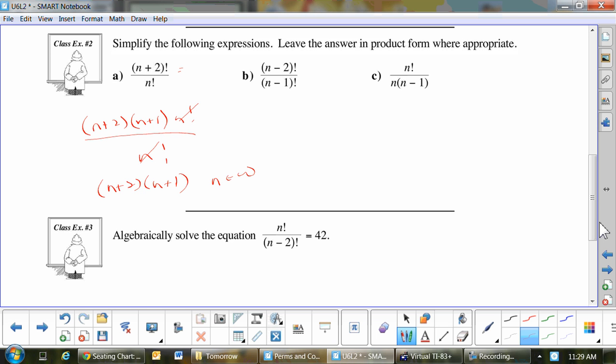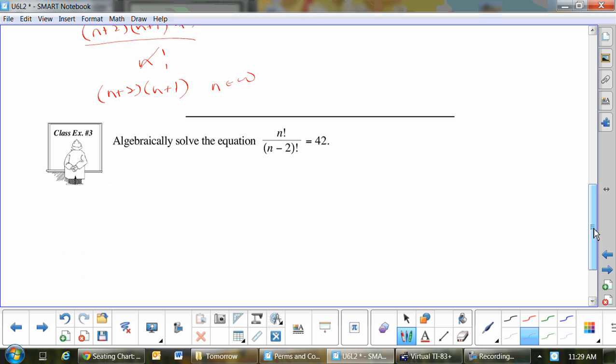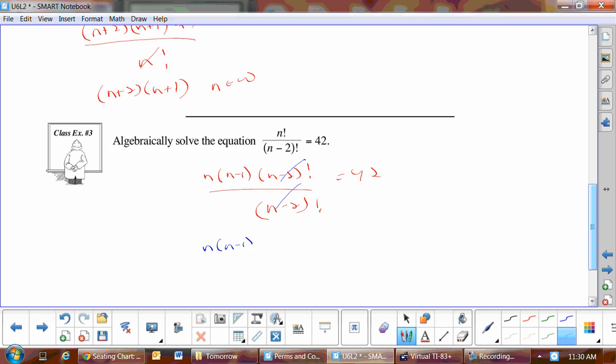Okay, let's solve this one. N factorial over n minus 2 factorial equals 42. Okay, so let's take the biggest one and count it down till something cancels. Now, what's the bigger one? N. N is bigger than n minus 2. Okay, so let's try that. That would be n times, what's the next smaller one? N minus 1 times n minus 2 factorial all over n minus 2 factorial equals 42. These will cancel. That's n times n minus 1 equals 42.